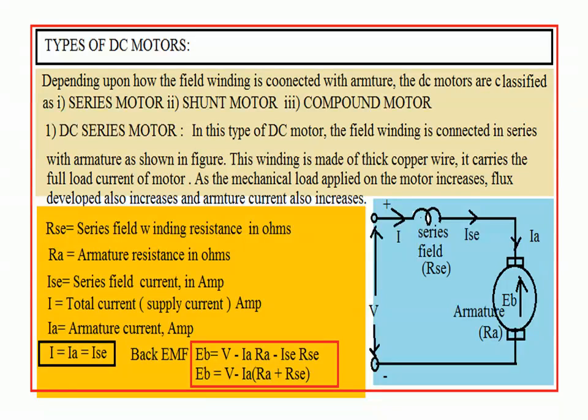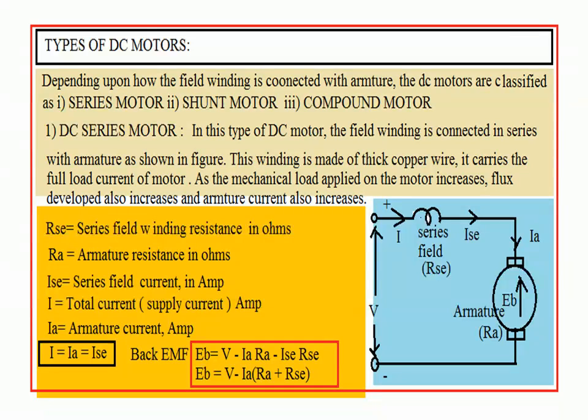Number 1, series motor. In this type of motor, the field winding is connected in series with the armature. The name itself implies it. This winding is made of thick copper wire and it carries the full rated current of the motor. As the mechanical load applied on the motor increases, the armature current also increases, and the flux developed by the series field winding also increases.